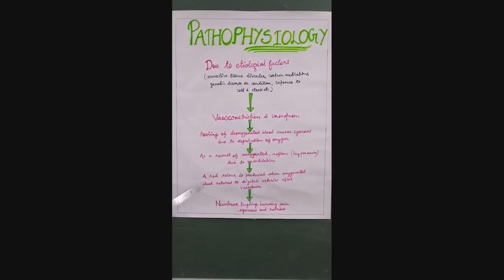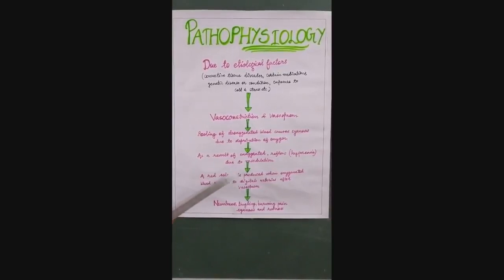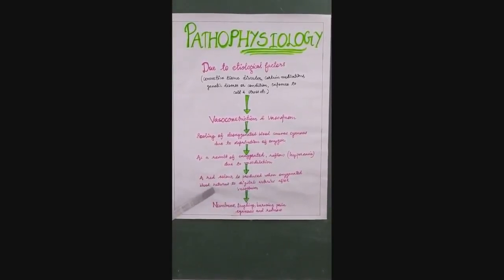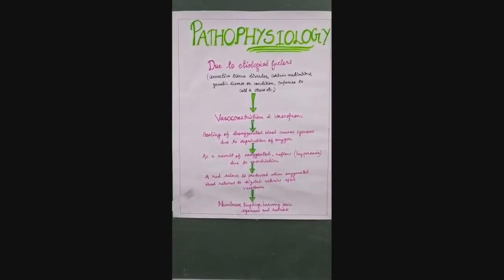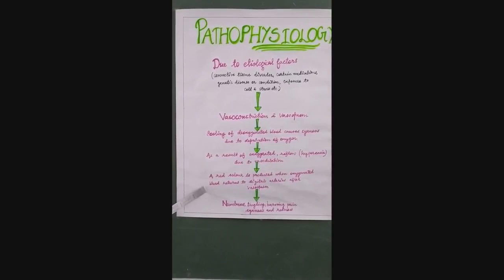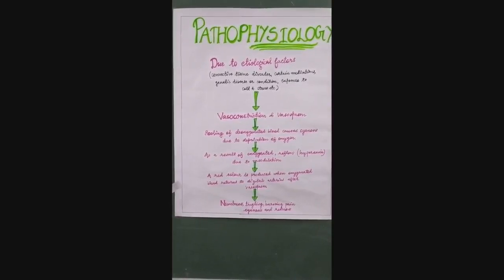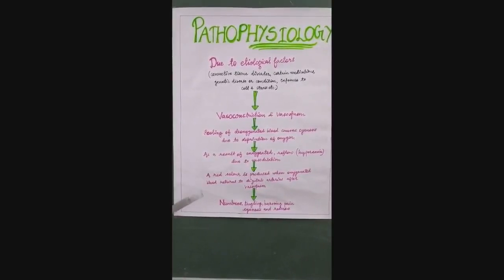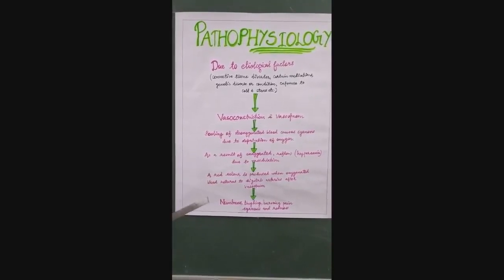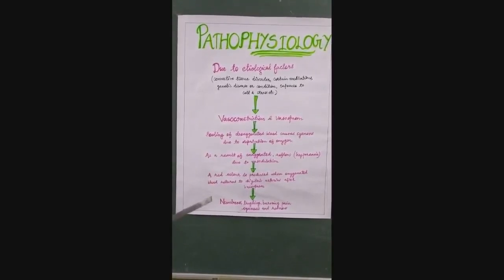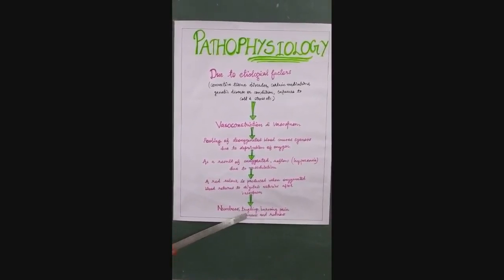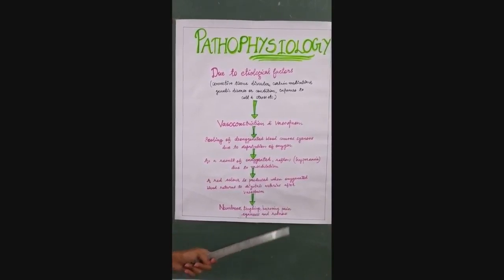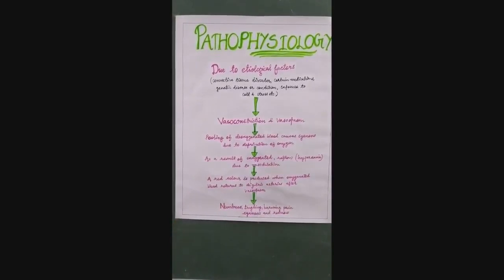Next one, red color is produced when oxygenated blood returns to the digital arteries after vasospasm. So after the vasospasm, the crimson red color is produced in the arteries when the oxygenated blood returns in the digital arteries. So when the fingers get reddish in color, after that the person will feel numbness, tingling, burning pain, and cyanosis and redness in the Raynaud's condition.